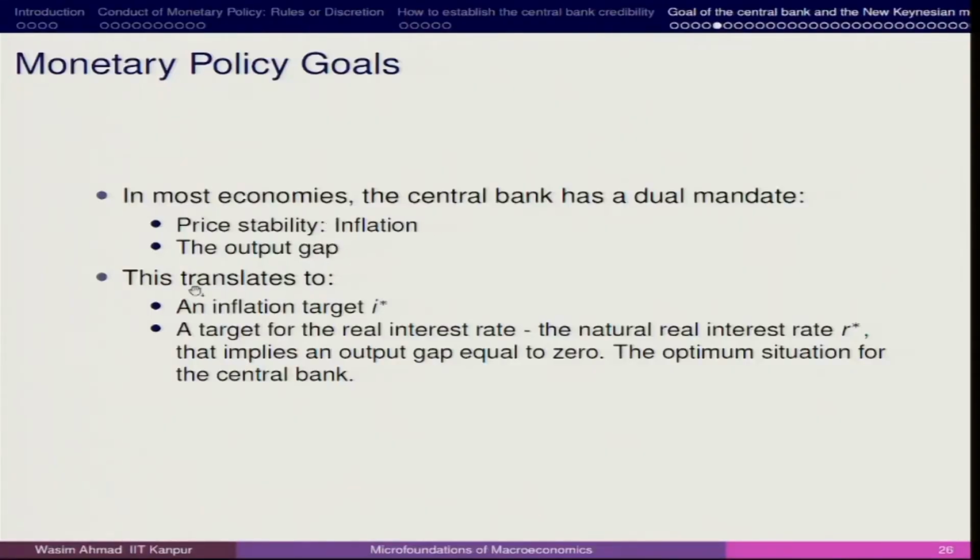So, these two conditions also translate to the inflation target I star, and a target for the real interest rate minus the natural real interest rate R star. It implies that when the real interest rate and the natural real interest rate R star are equal, your output gap will be 0, and you are able to meet both objectives, the dual mandates. If you are meeting only one, then you have to look for another, and what would be the ideal situation. These concepts are important to understand.